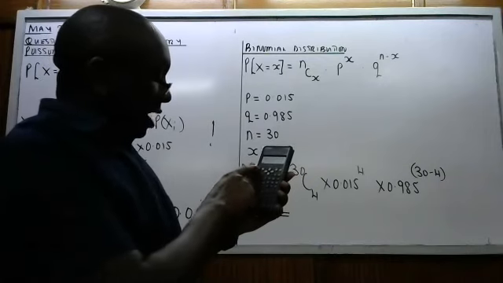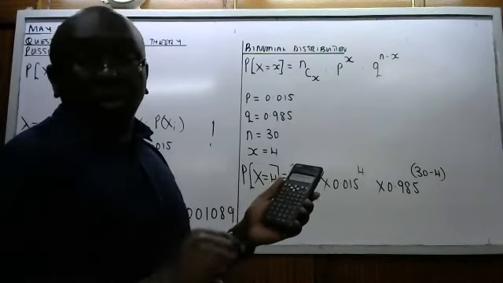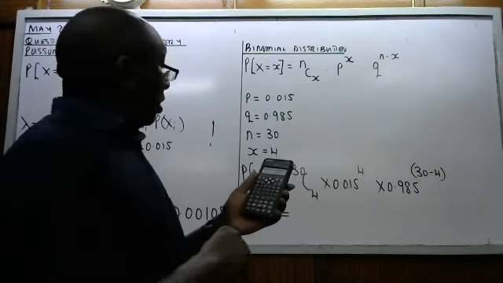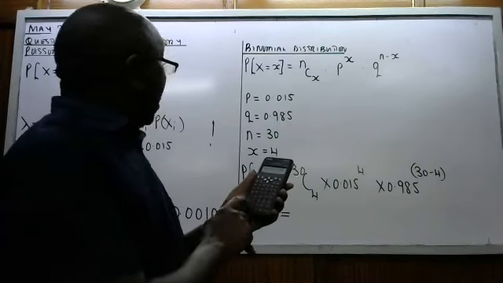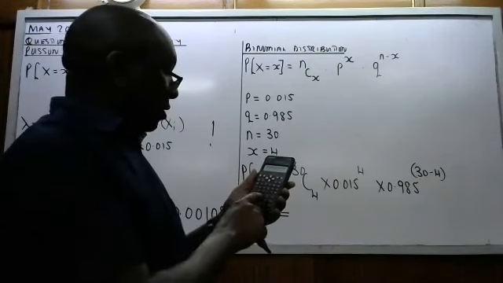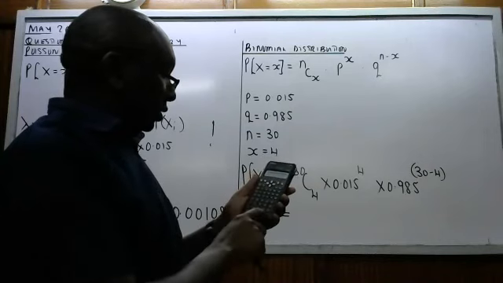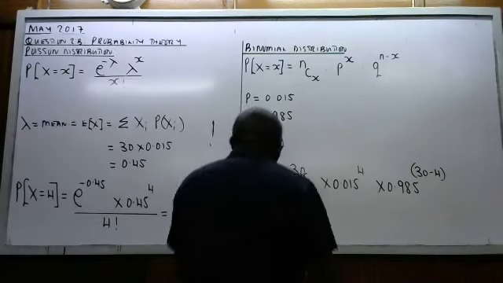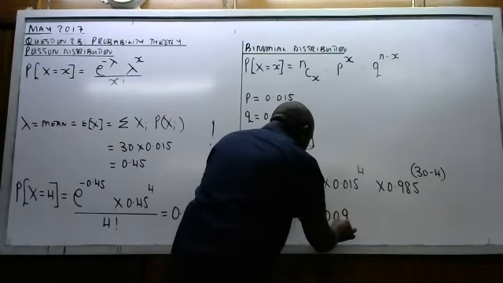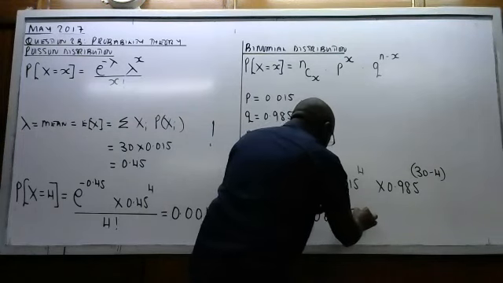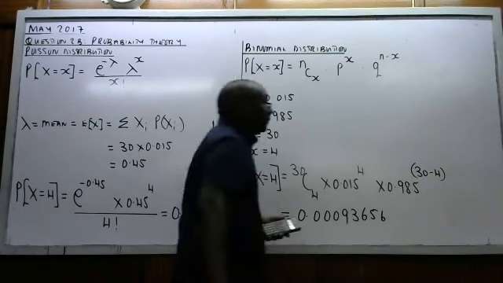30, for me, I will say shift for combine, wengine you don't need to say shift kama iko juu. 4 times 0.015 raised to power 4 times 0.985 raised to power 26 equals. So the answer that I'm getting is 0.0009356.